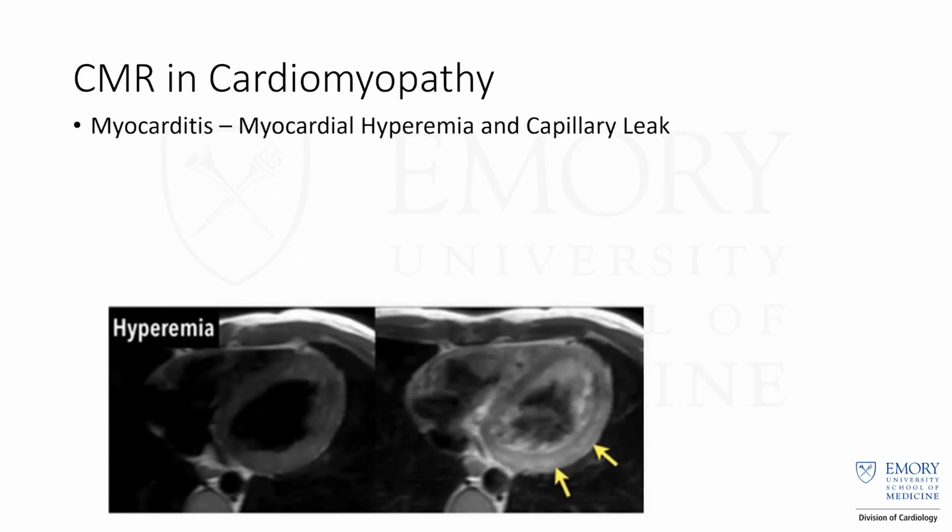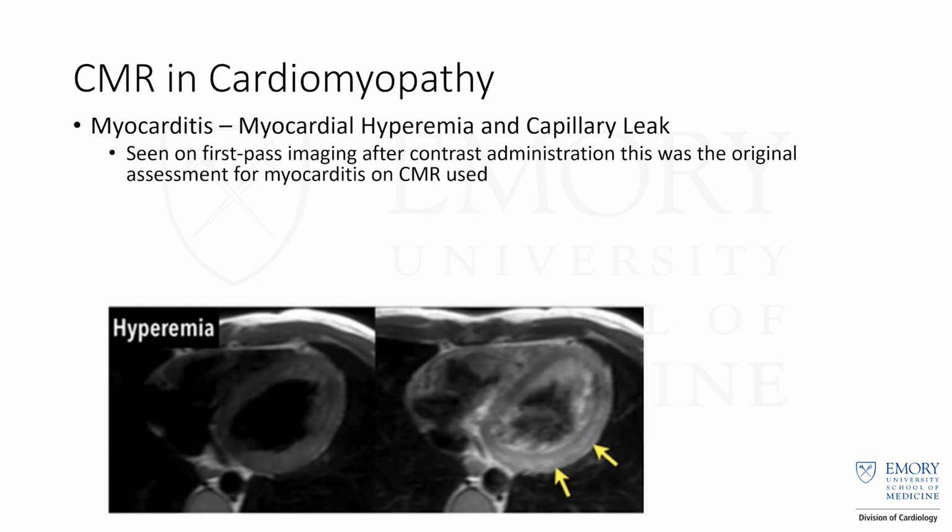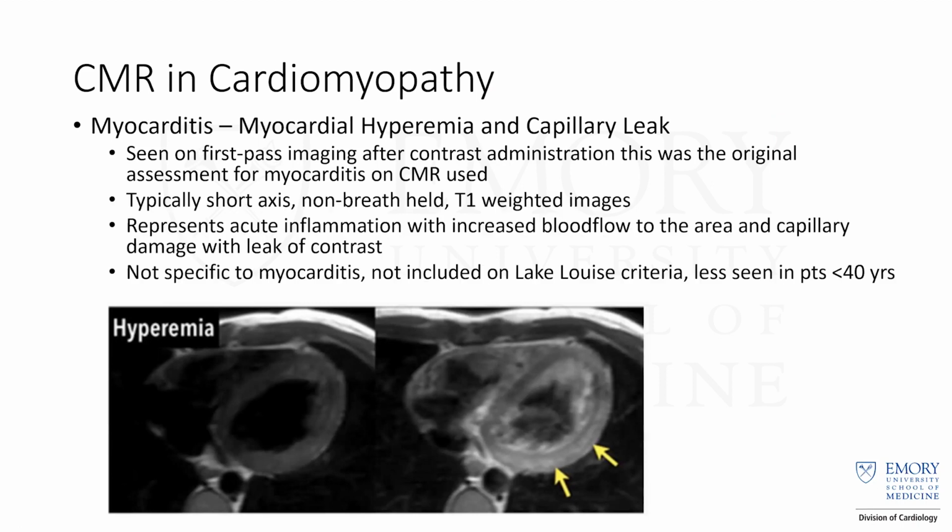In myocarditis, expect to see a lot of hyperemia. You see this on the first pass images, right after you give contrast. This is the original way, before we had mapping, to look for myocarditis. The capillaries are very leaky, and there's a lot of capillary blood flow to that inflamed myocardium. So you would see these brightened areas when you give contrast initially, and then it goes into the myocardium. You'll see certain areas that are brightened, which show there's a lot of hyperemia in that area, which may be indicative of myocarditis.